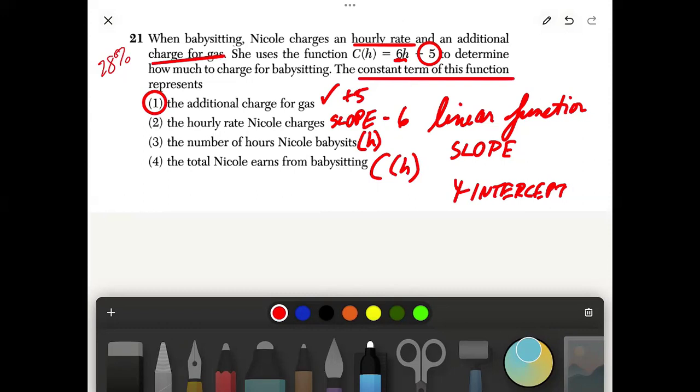That's it. We have to go over these a little bit more in the future. Linear functions are pretty basic, but they're also very important. So we've got to be able to interpret the slope and the y-intercept appropriately.